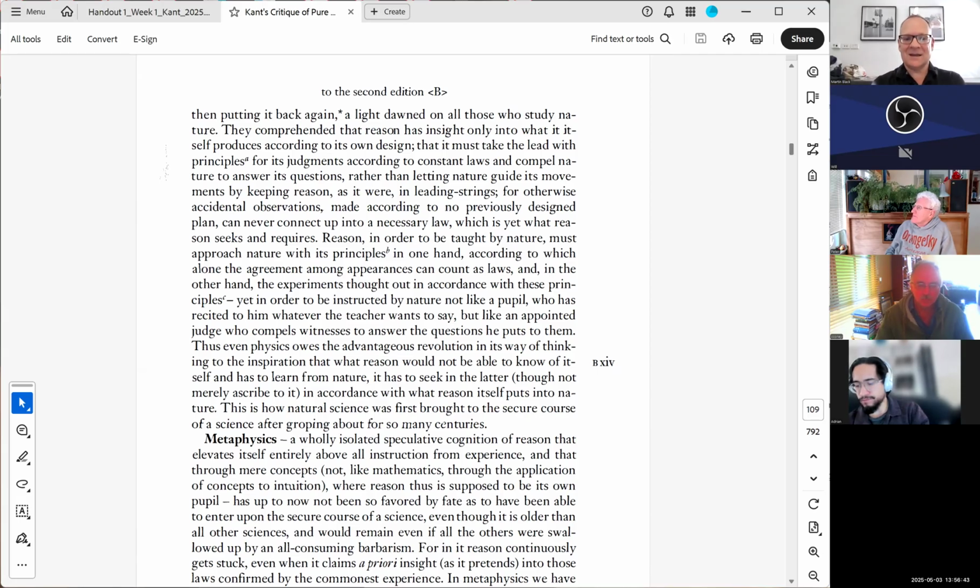So then he says, for otherwise accidental observations made according to no previously designed plan can never connect up into a necessary law, which is yet what reason seeks and requires. Now this is something that I think is very illuminating, because there's no such thing as a natural law in Plato and Aristotle. They completely deny the very notion of there being a natural law. The whole teaching is law as opposed to nature, right? So the notion of a natural law only comes from this mix of philosophy and theology in the medieval period. That's accepted by and used in a radically different way, but it's the same thought that is used by certain key modern philosophers like Kant and Descartes, right?